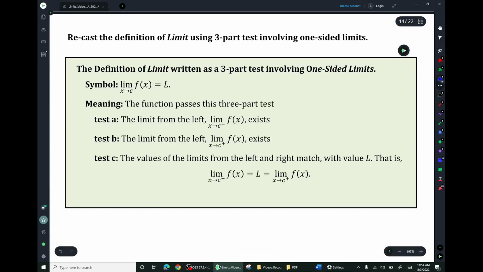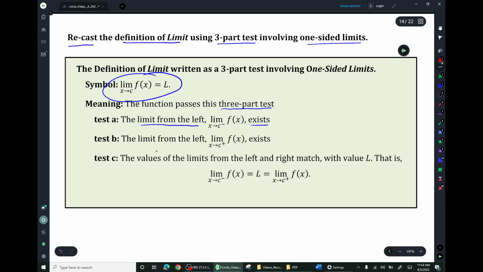Let's go on. Now that we have the terminology of one-sided limits, we can recast the definition of limit as a sort of three-part test involving one-sided limits. So here's the definition of limit rewritten. The same symbol, spoken the same way, means this. The function passes this three-part test. The first test is the limit from the left exists. That is, this symbol exists.